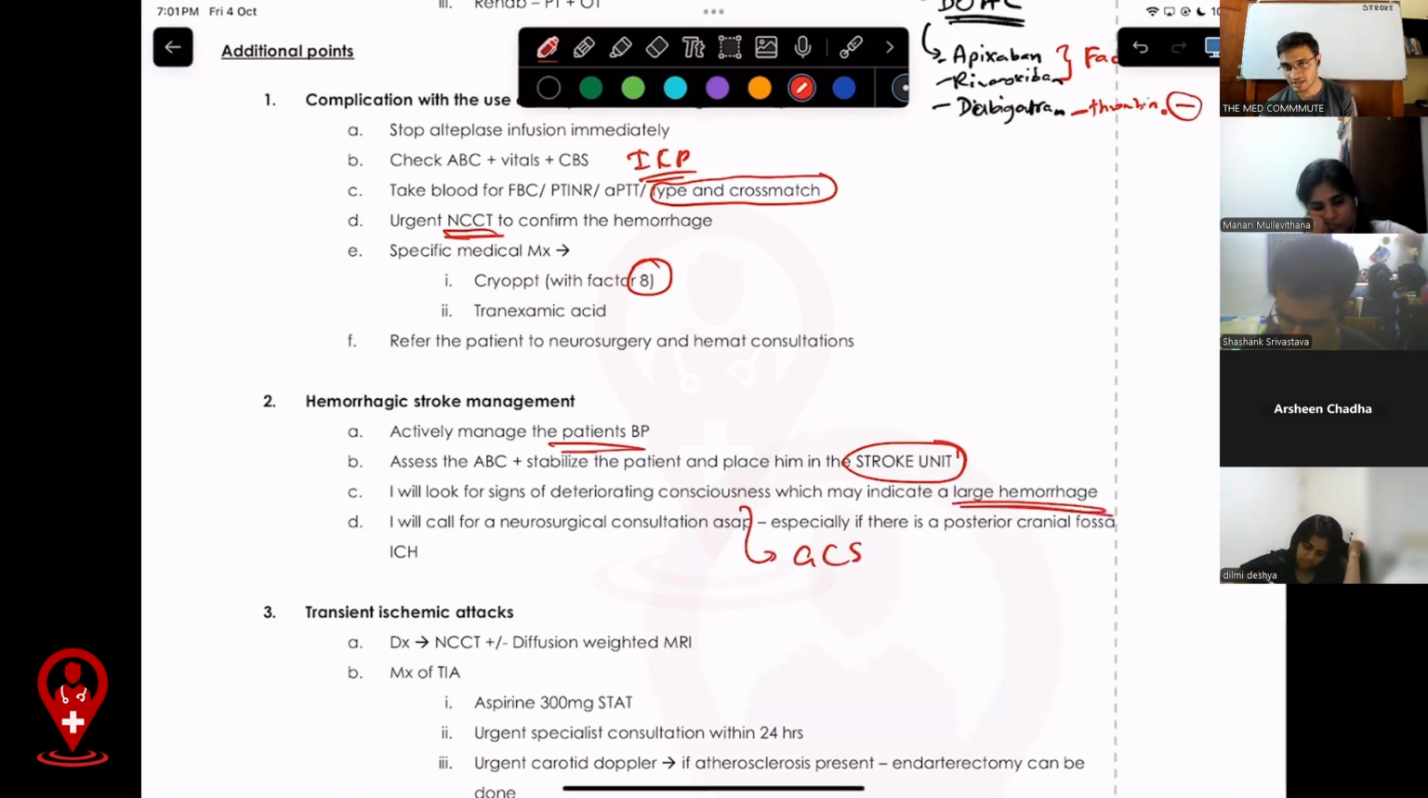That is an indication of a large hemorrhage. And if GCS is dropping, especially if it is less than 8, we need to intubate. Then you say, I will call for neurosurgical consultation, right? As soon as possible. Okay. Right. Then guys, a few more points.